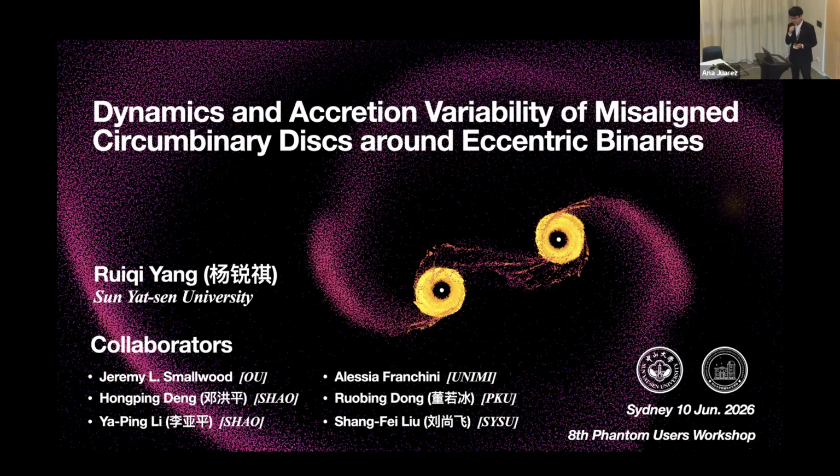Okay, let's get started. Today's topic is dynamics and accretion variability of misaligned circumbinary disks around eccentric binaries. This work is in collaboration with Jeremy Smallwood, Hongping Deng, Yaping Li, Alessia Franchini, Robin Dong, and Shangfei Liu.